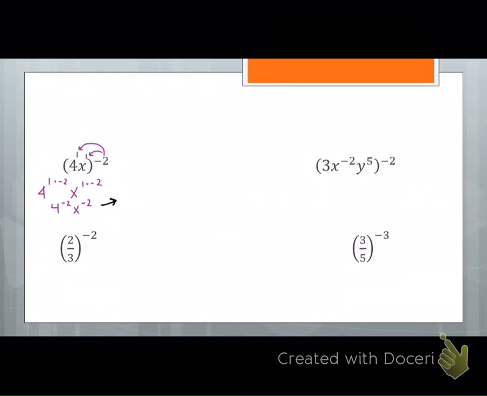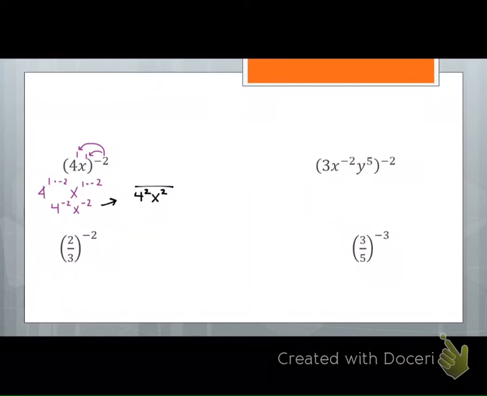Wouldn't the exponents negative 2 and negative 2 go on the bottom? They would both move to the bottom, so what would we have in the bottom? 4 to the second power times x to the second power. And what's in the numerator if there's nothing left? 1. We put a 1 there. What's 4 squared, guys? 16. So we have 1 over 16x squared.